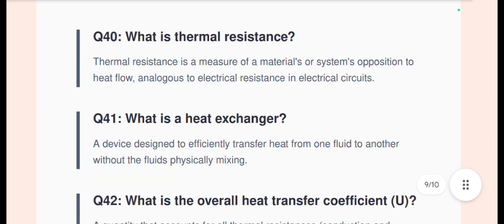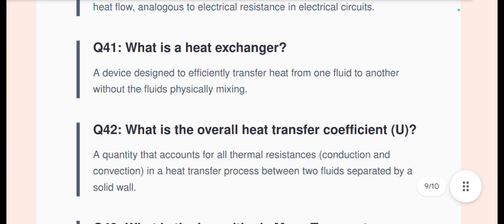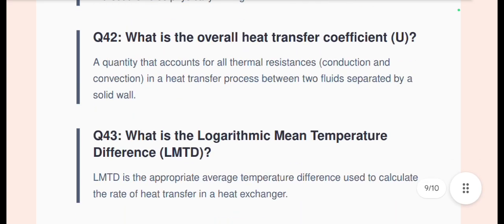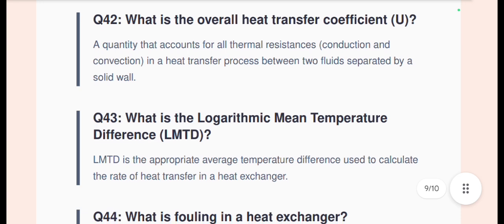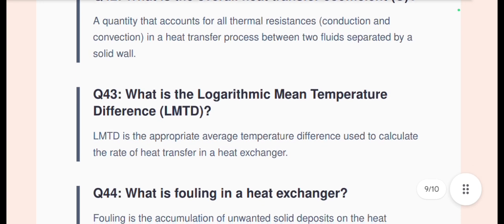40, what is thermal resistance? Thermal resistance is the measure of a material's or system's opposition to heat flow, analogous to electrical resistance in an electrical circuit. 41, what is a heat exchanger? A device designed to efficiently transfer heat from one fluid to another without the fluids physically mixing. 42, what is the overall heat transfer coefficient? A quantity that accounts for all thermal resistance in a heat transfer process between two fluids separated by a solid wall.